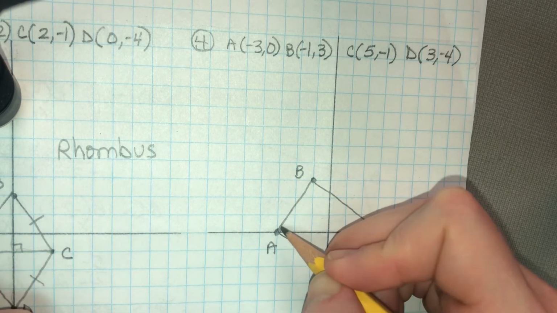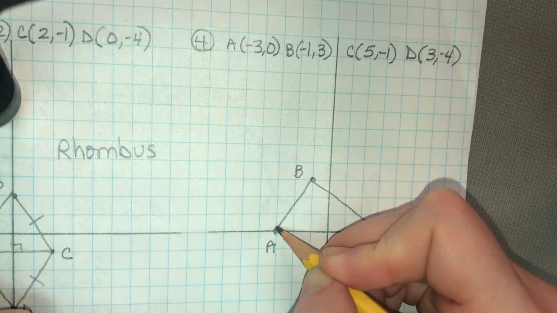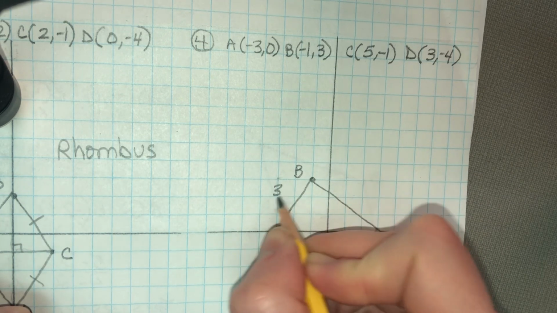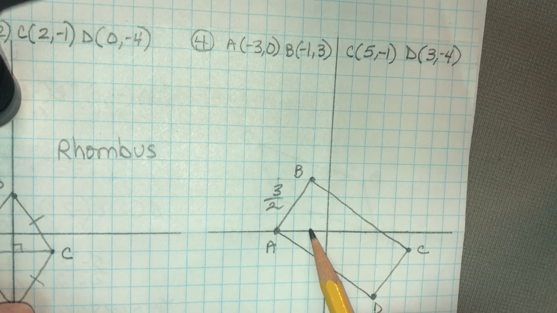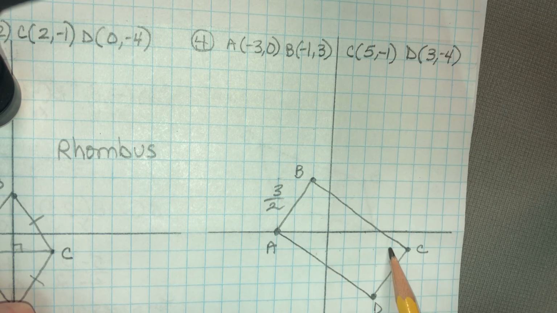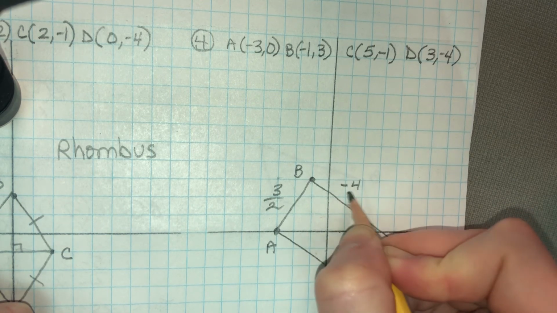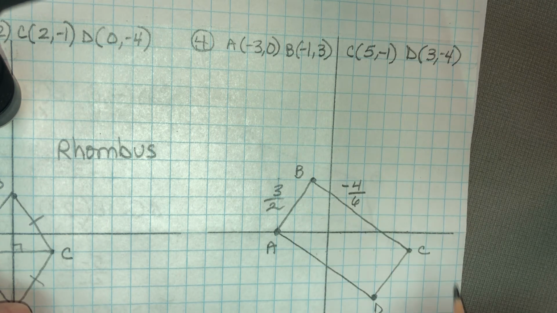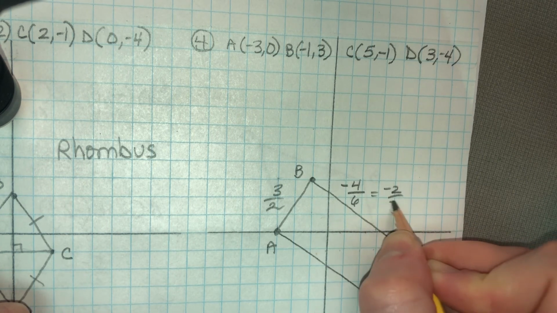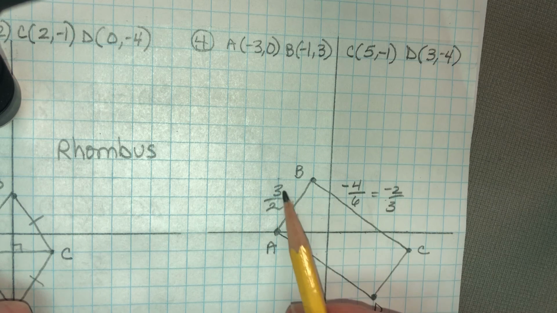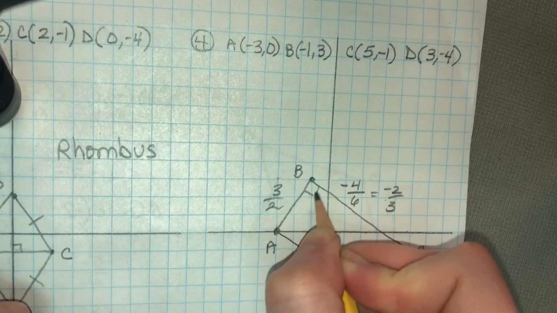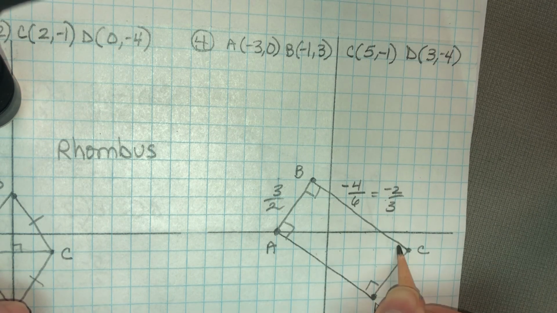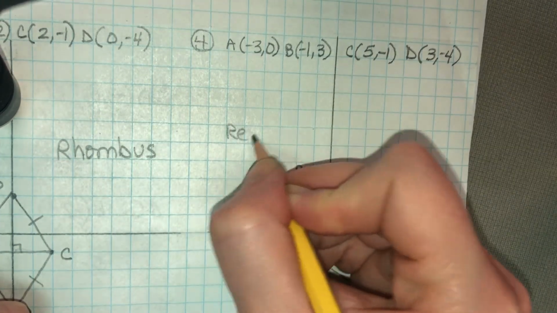Let's find the slopes of 2 consecutive sides. This one is rise 3, run 2 for the slope. And this one is down 1, 2, 3, 4, to the right, 1, 2, 3, 4, 5, 6. Down 4, right 6. That fraction simplifies to -2/3. Notice opposite signs, reciprocals, they are perpendicular. So this is a rectangle.